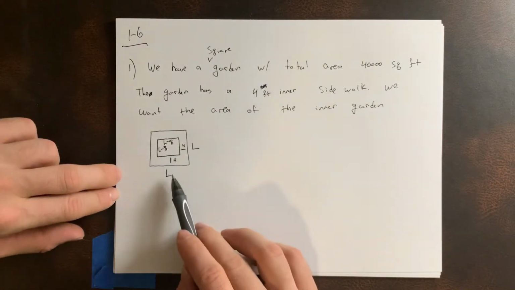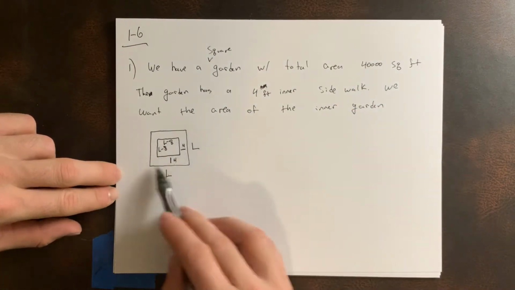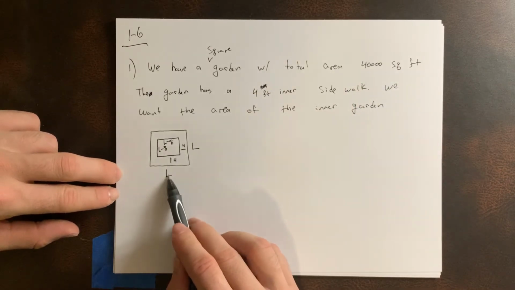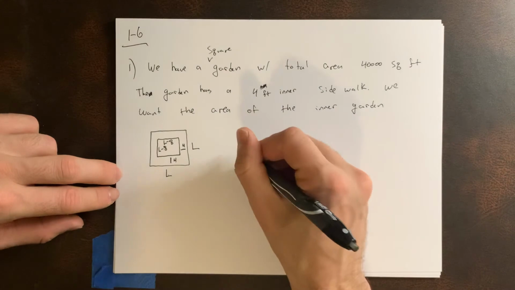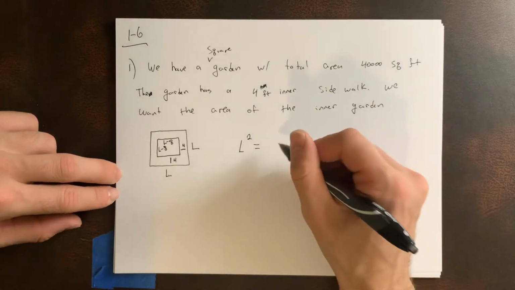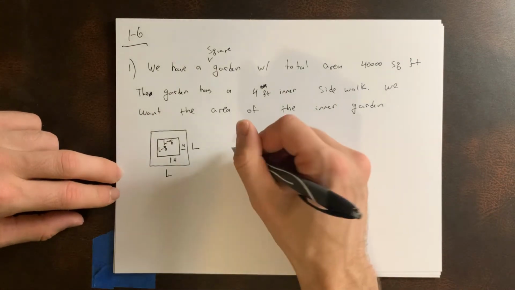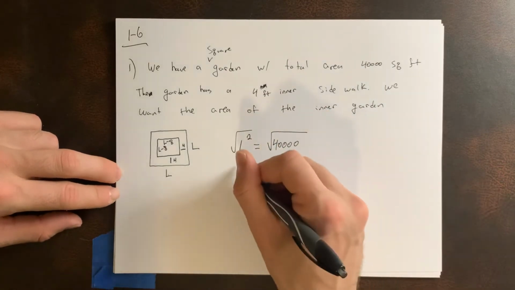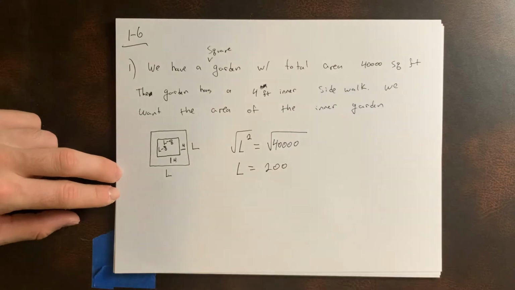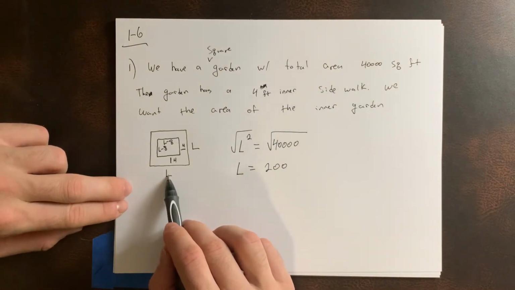But for now, what we have is the area of the total garden. So this entire thing is 40,000 square feet. We know the area of a square is length times width, so L times L. So L squared is going to be equal to 40,000. Then to solve for L here, we just take the square root of both sides. The square root of 40,000 is 200. So L is going to be 200.